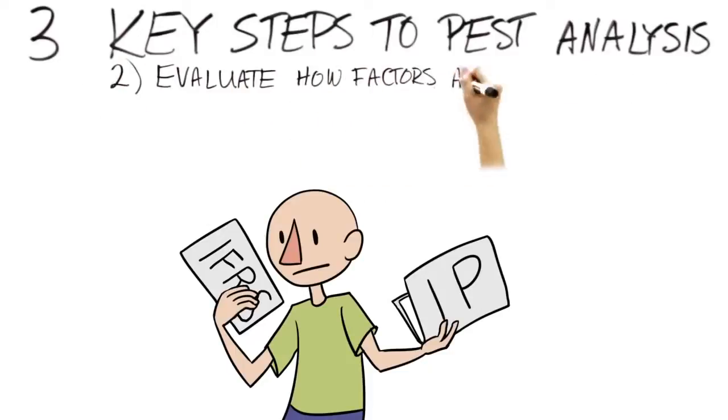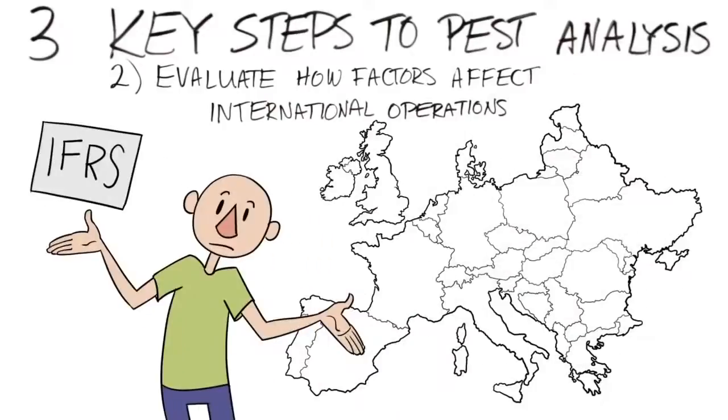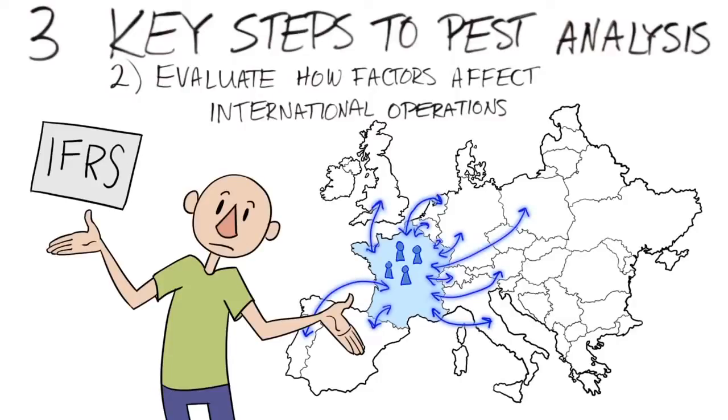Second, evaluate how the relevant factors affect your company's international operations. What exactly does it mean for our strategy and operations in France if they have adopted the IFRS standards? It may not affect us in hiring local accountants, as they will be trained in the standards of their country, but it may affect coordination across countries and how much we can leverage the work of our accountants across borders.